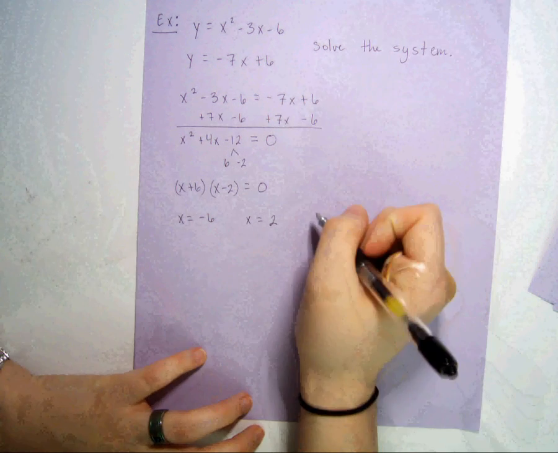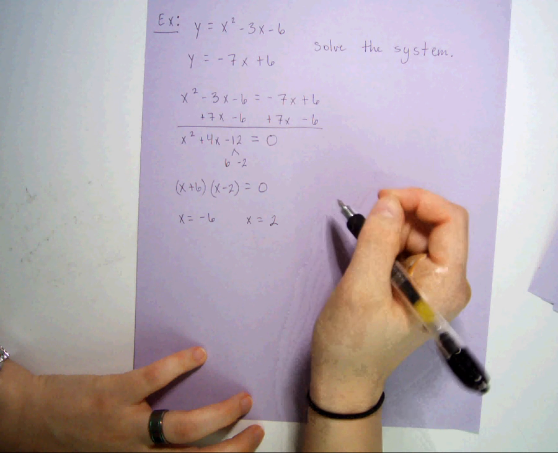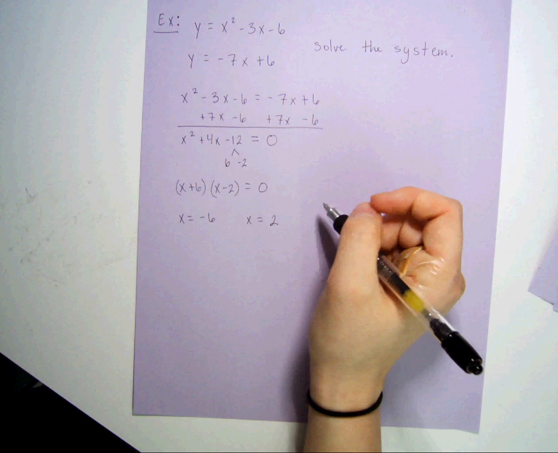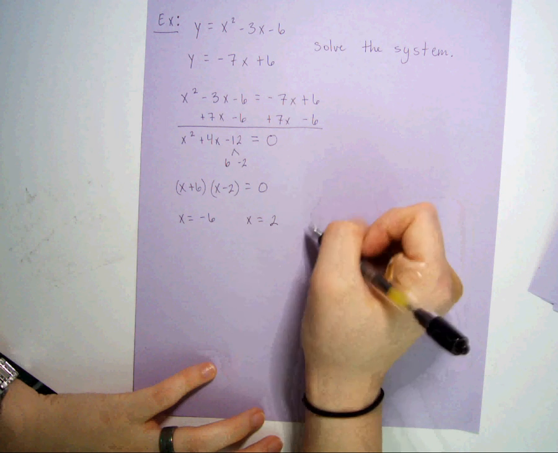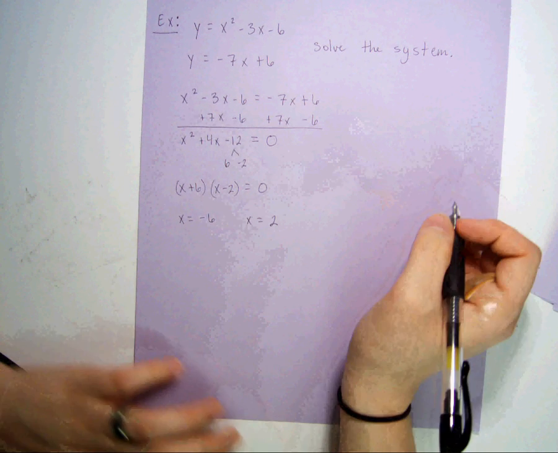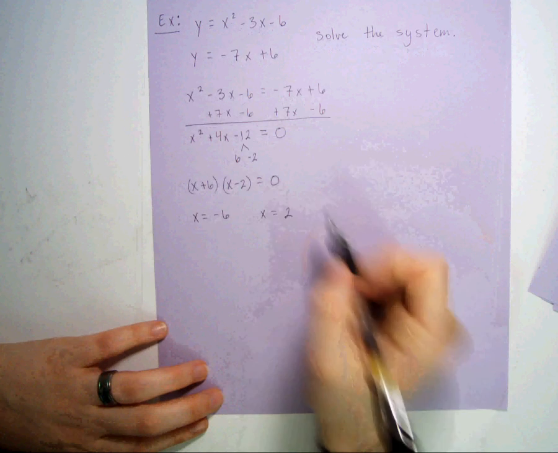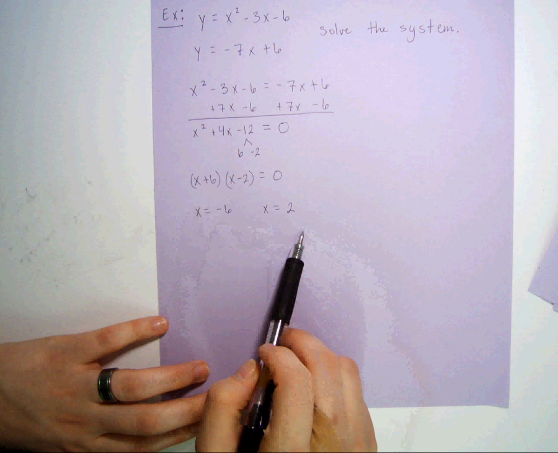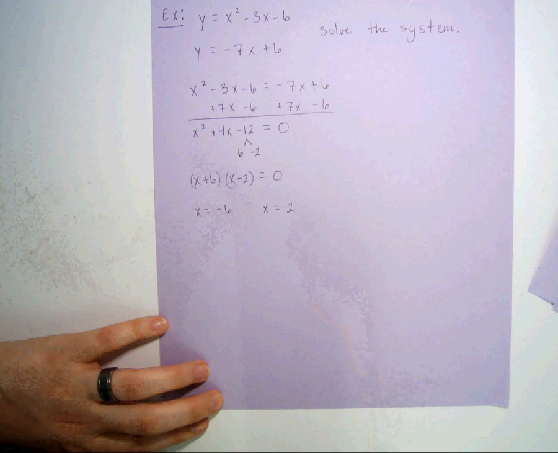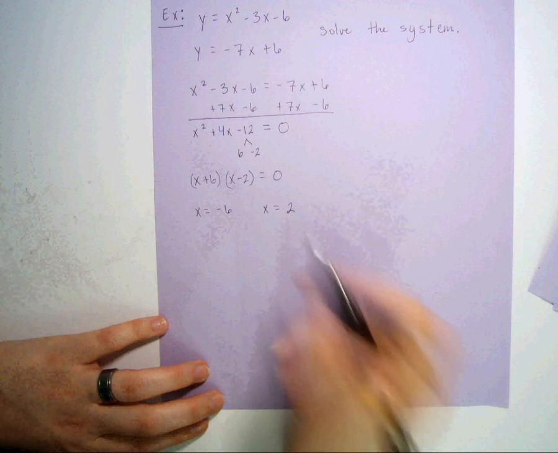If you need a refresher, you can go back, I believe it's Unit 8. Unit 8, yeah. Lesson 2A and 2B is factoring, if you need a little refresher on how to do that, because I know I just kind of breezed through that. But now I have the x values, and I need to plug them in and see what my y values are to get my actual solutions.